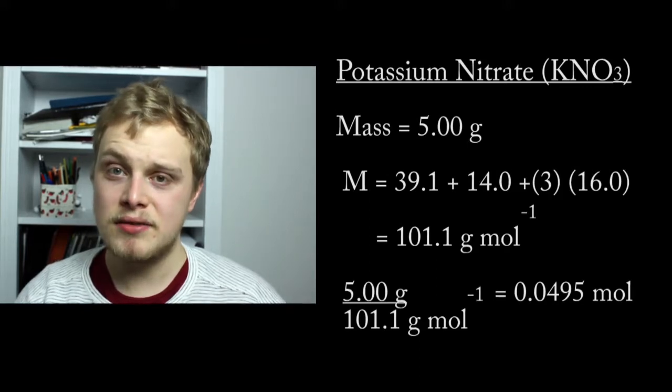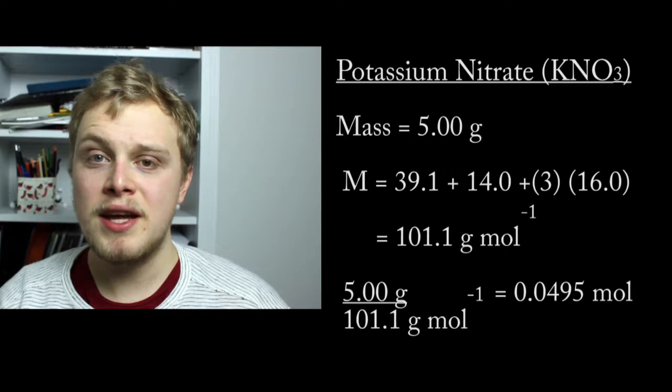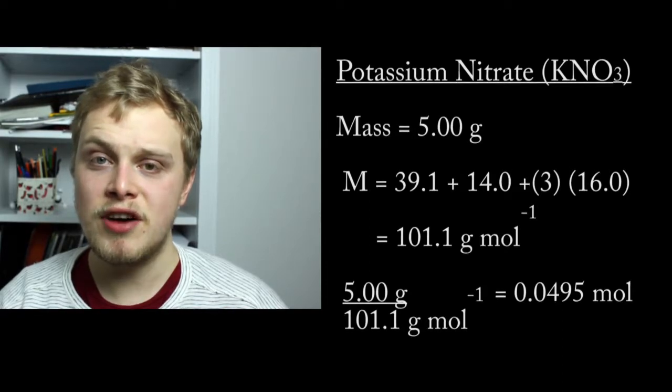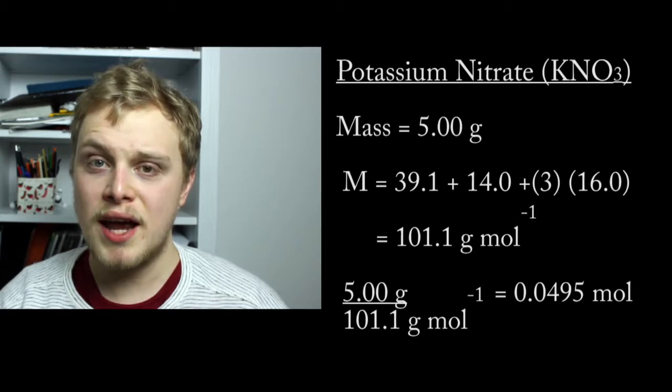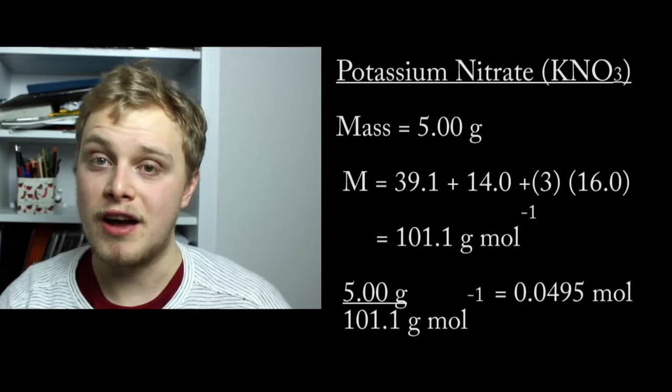But don't forget to include the units of grams per mole. Okay, so let's put those values into that formula now. So we have a mass of 5.00 grams divided by a molar mass of 101.1 grams per mole. And once again, we get an answer to 3 significant figures of 0.0495 moles.